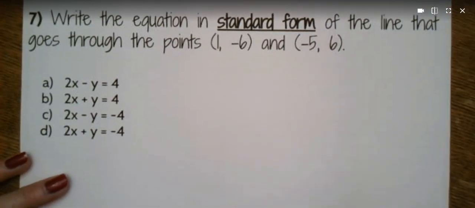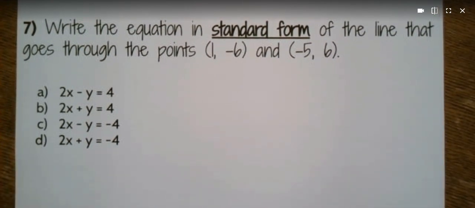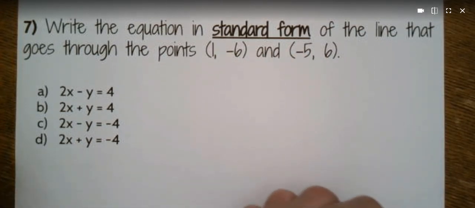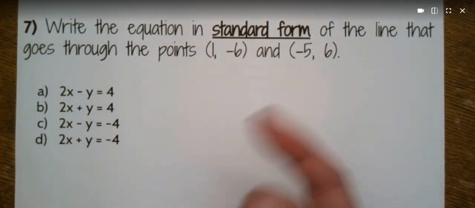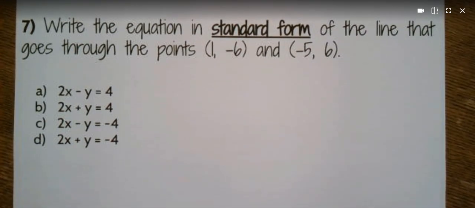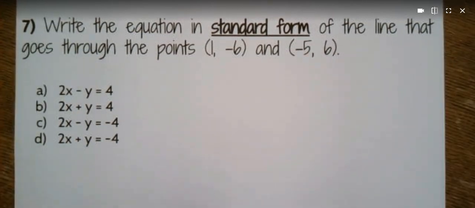Okay, it's time for 7. Here we're given different information, and here we're given 2 points. This line's going through 2 points. We've done this before, but you've written it in different forms. Write the equation in standard form now of the line that goes through these 2 points. So if we plot those 2 points, draw a line, that's what we're looking for here.